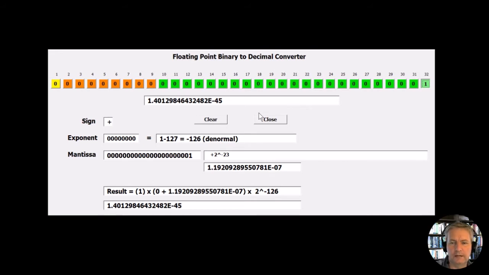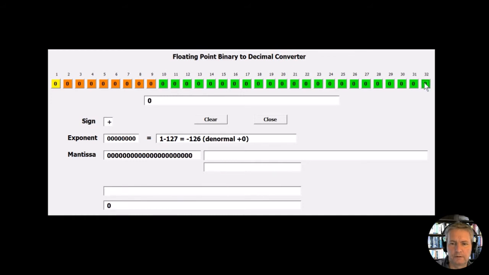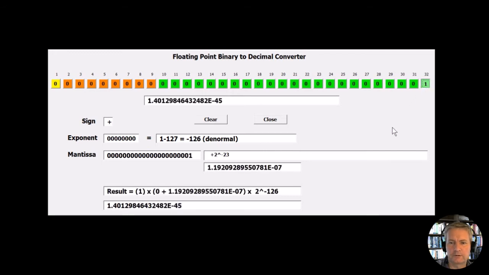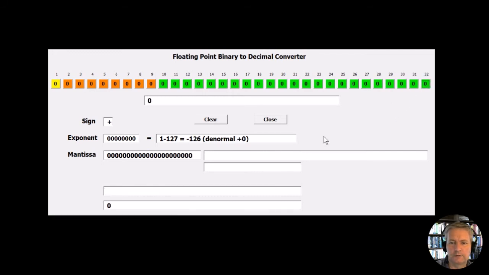Now if we try to get a number that's smaller than that, if we make this 0, then it's just going to tend towards 0, and we'll just get a value of 0. So this is us underflowing to 0 plus. So that's the smallest number and underflowing to 0 plus.